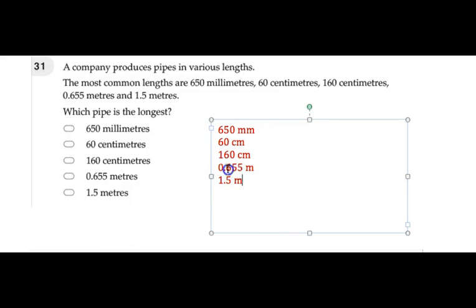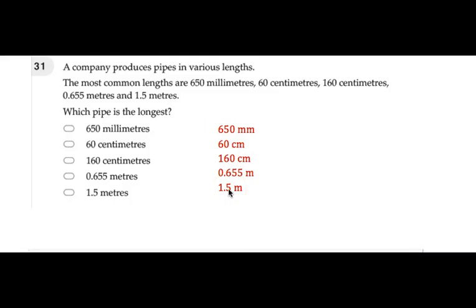Now to work out which pipe is the longest, you either need to put them all into centimeters or all into meters. We can put them all in meters. So we've got 1.5 metres, and here I've got 0.655 metres. Well, clearly 0.655 metres is smaller than 1.5 metres, so it's definitely not this answer here. Now let's convert 160 centimetres to metres.